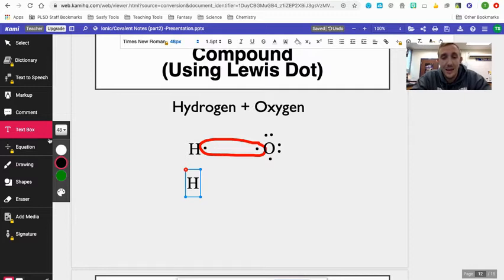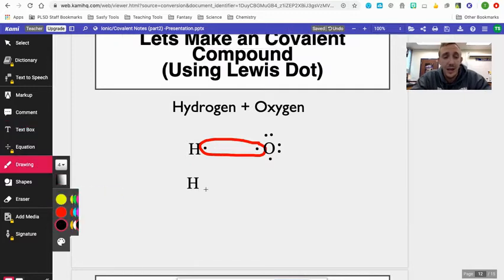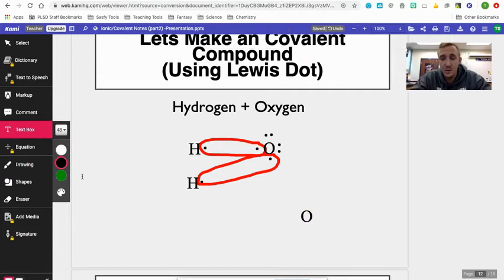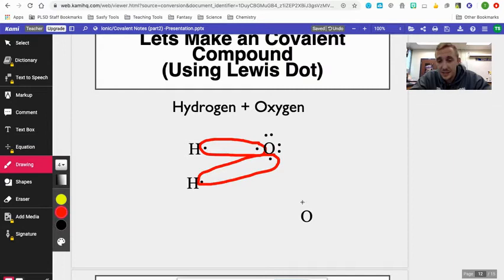We're going to go ahead and add another hydrogen. So once again, adding its electrons. Well, now hydrogen is also going to want to share this lone pair. Okay, and so the way we write this is we show oxygen with 6 valence electrons.